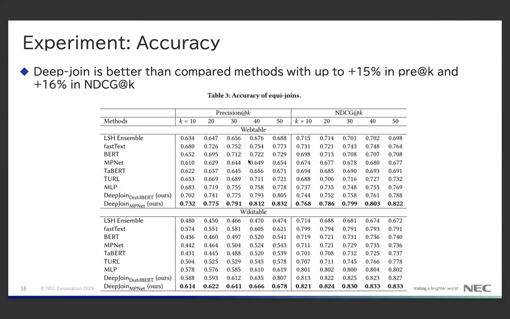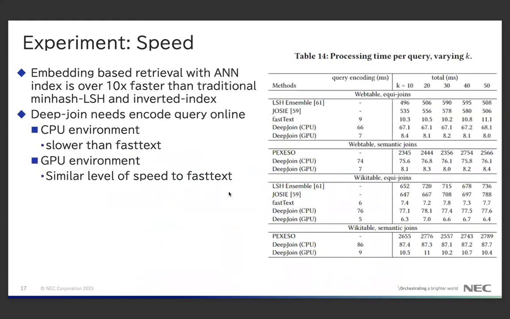Here is the accuracy of the equi-joins. On the 2 datasets, DeepJoin is better than the compared methods, with up to 50% improvement in precision at K and 16% in NDCG at K. And we also test the speed. The results show that embedding-based retrieval, which is the DeepJoin method with the ANN index, is over 10 times faster than the traditional MinHash LSH or the inverted index in JOSIE.